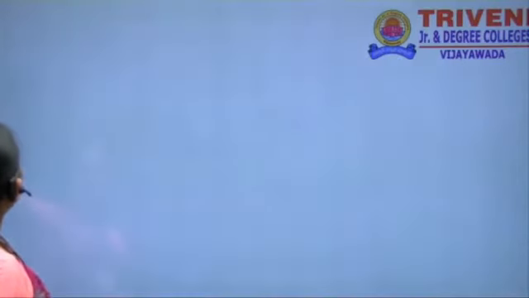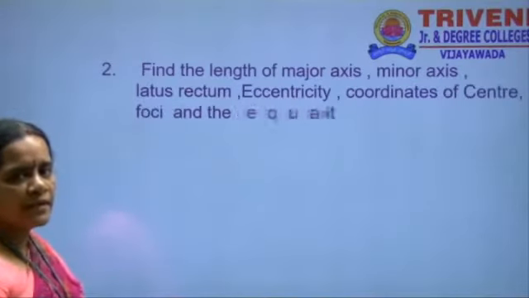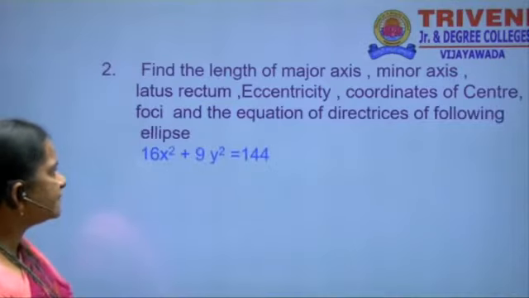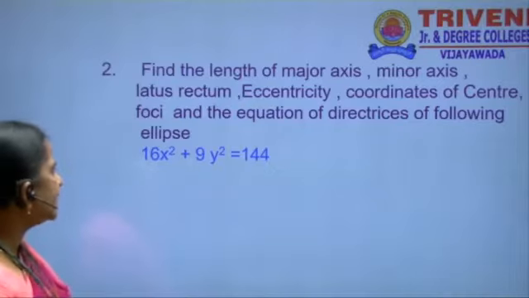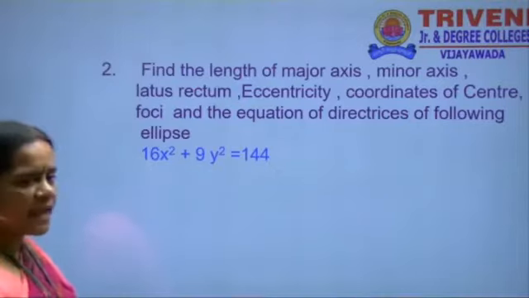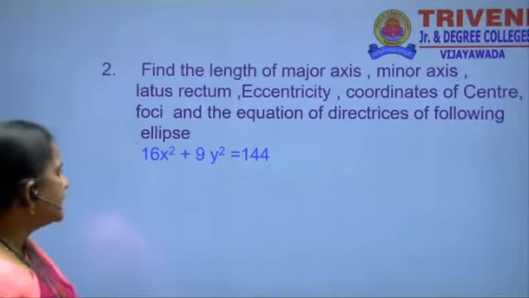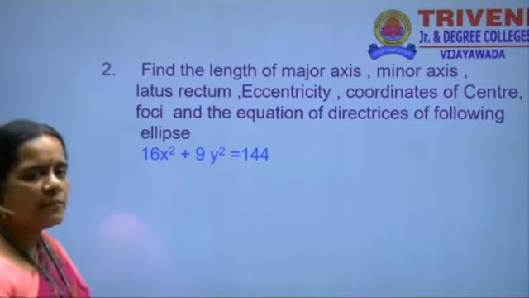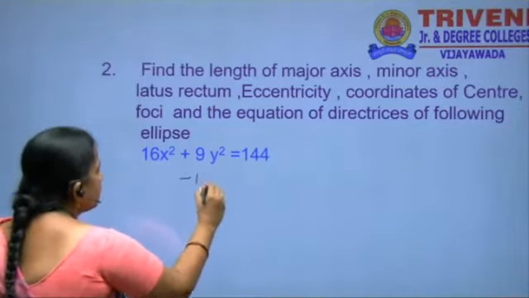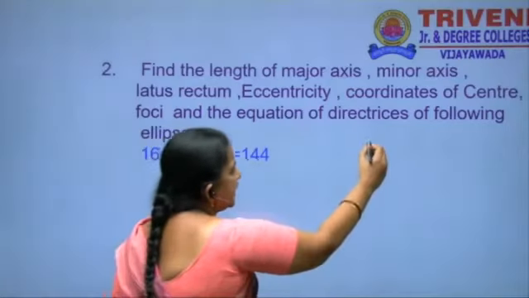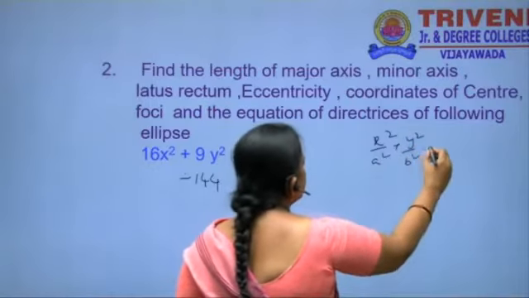Okay, and then for this a less than b case, we have one problem. Find the length of major axis, minor axis, latus rectum, eccentricity, coordinates of the center, foci, and the equation of the directrices of the following ellipse: 16x square plus 9y square is equal to 144. This can be converted into the standard form of the ellipse by dividing by 144. What is the standard form of the ellipse here? x square by a square plus y square by b square is equal to 1.